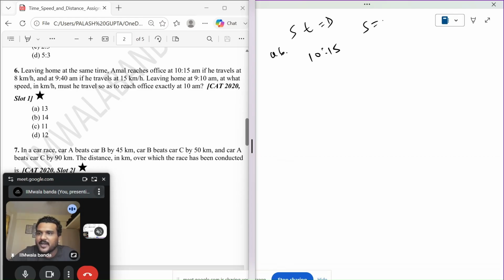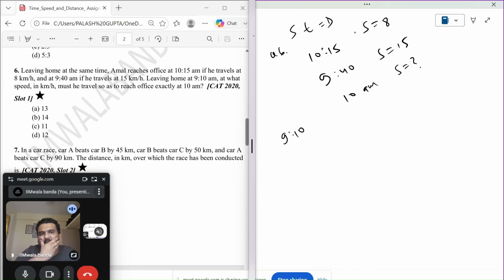But if the speed is 15, he's reaching at 9:40. Leaving home at 9:10, at what speed must he travel to reach at 10? We cannot know that he's always leaving at 9:10, but if he leaves at 9:10 and wants to reach at 10 a.m., what should the speed be?